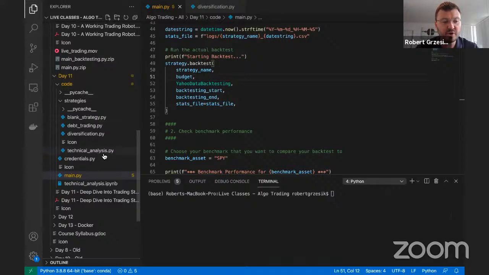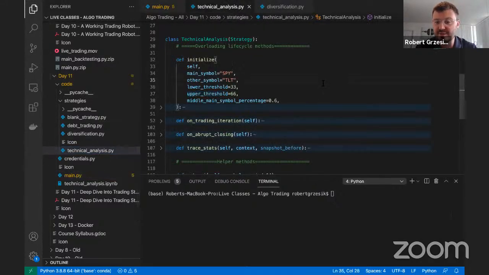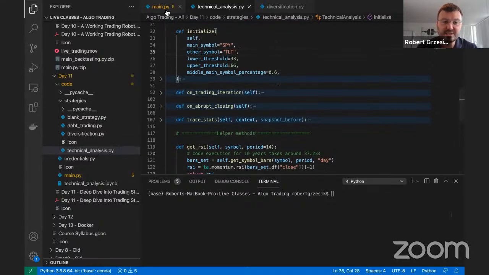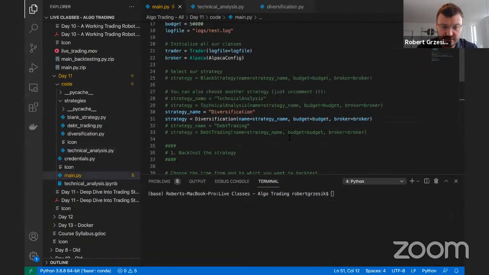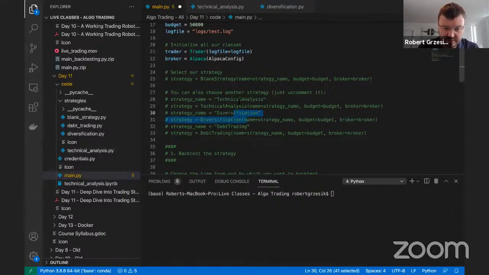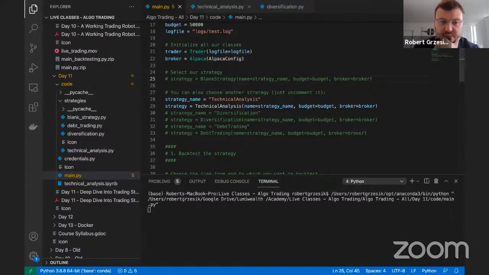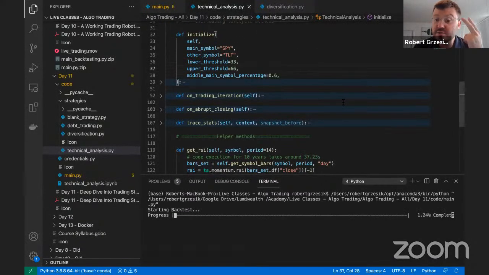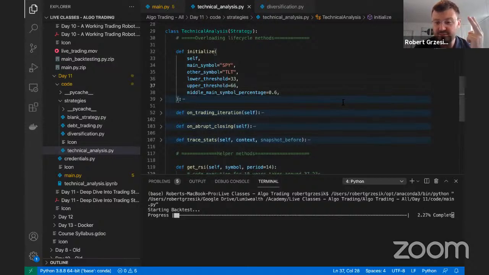Let's talk about our technical analysis strategy. This is something that a lot of people are interested in. What this strategy does is, I'm going to swap this out and run technical analysis. When I run this strategy, it's going to buy 2 assets, SPY and TLT.